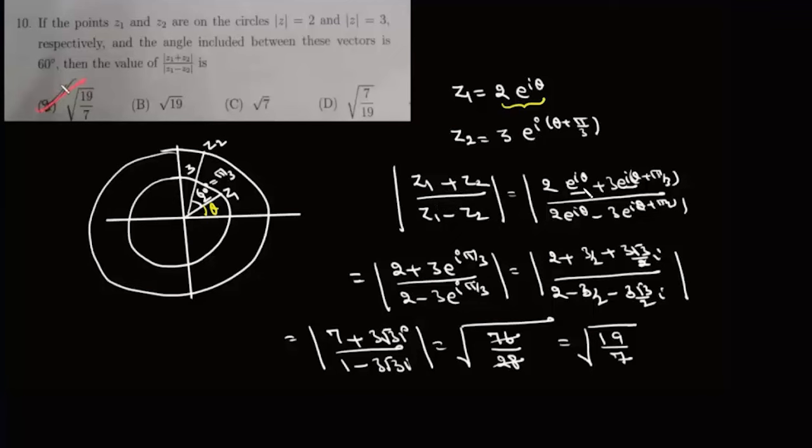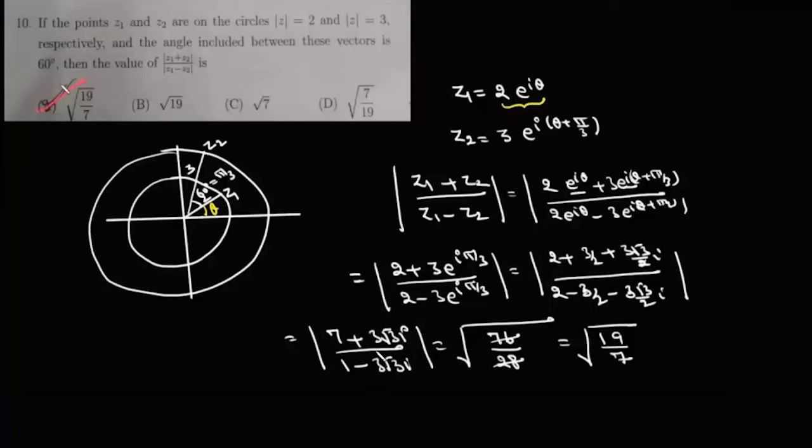Now what we'll also do is divide everything by e to the power iota theta. So it'll be 2 plus 3 e to the power iota pi by 3 upon 2 minus 3 e to the power iota pi by 3. Now e to the power iota pi by 3 is cos pi by 3 plus iota sin pi by 3, which is 1 by 2 plus root 3 by 2 iota. So now it'll be 2 plus 3 by 2 plus 3 root 3 by 2 iota, and then 2 minus 3 by 2 minus 3 root 3 by 2 iota. Now we simplify this, it'll be 7 plus 3 root 3 iota upon 1 minus 3 root 3 iota.